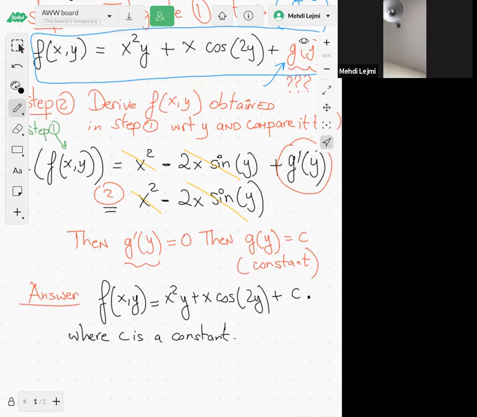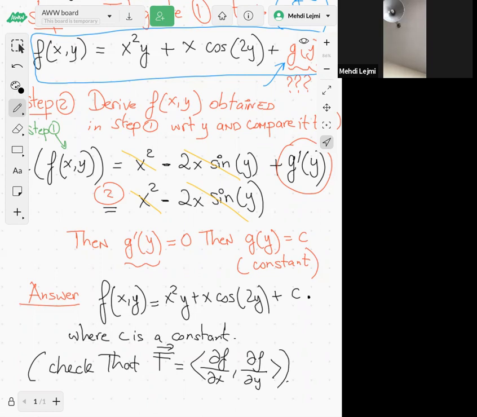So then you can see, guys, that you can check that my vector field F is the derivative of this lowercase function f with respect to x, and the derivative of lowercase f with respect to y. Okay. So that's my potential function f, right? So all you have to do is just integrate. Any questions, guys?